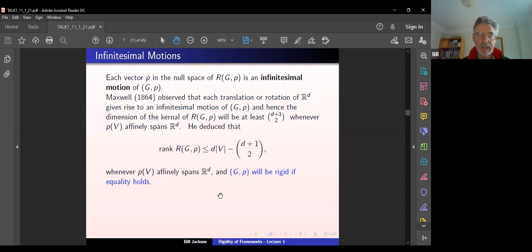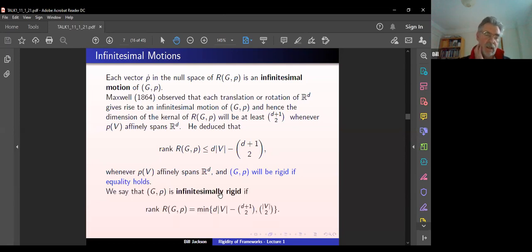So it's actually a sufficient condition for rigidity, but it's not equivalent. There are particular frameworks which can be rigid but are not infinitesimally rigid. So it's a stronger property, and we say that the framework is infinitesimally rigid if we have equality.